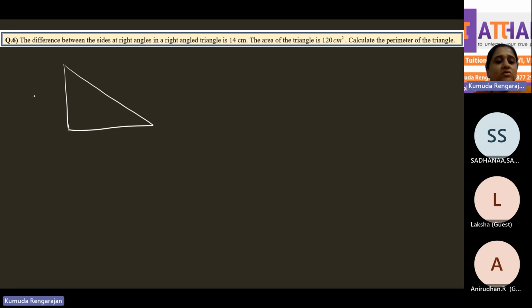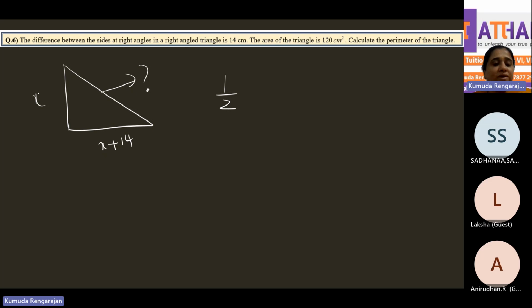You say this is short, so this is x and this is x plus 14. Then what's the area? 120 centimeters square. Then you should work using half base into height. Here you cannot use Pythagoras theorem because you don't know this one. So how will you work this? Half into base into height is equal to area. Working that, you will be able to find x and all the three sides of the triangle.